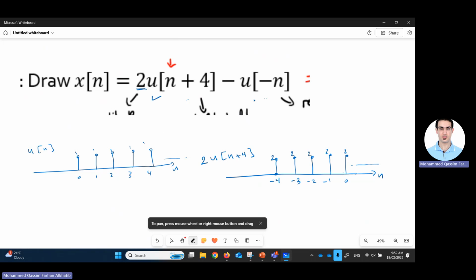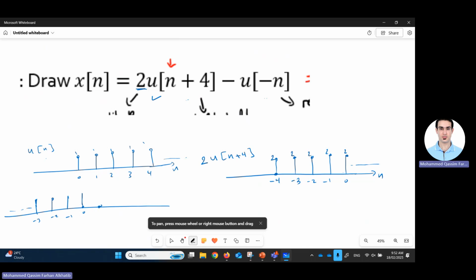Now, u of negative n. So this one is what? Time reversal of u of n. So this is my u of n, time reversal. Basically, I will have, this is at 0, -1, -2, -3, and so on.